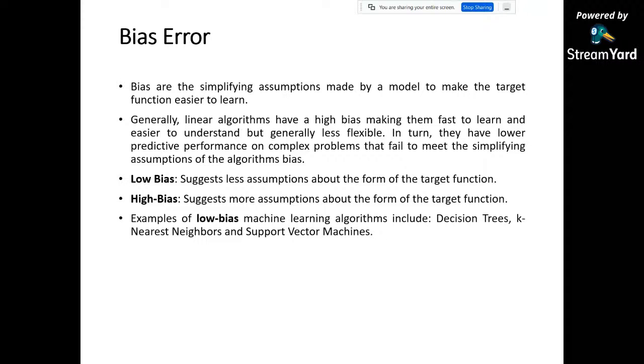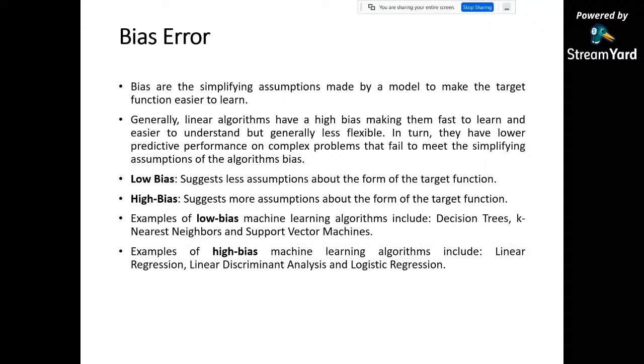Examples of low bias machine learning algorithms include decision trees, nearest neighbors, and support vector machines. Logically, our model should be low in bias, otherwise it will produce wrong results. Examples of high bias machine learning algorithms include linear regression, linear discriminant analysis, and logistic regression. Keep these algorithms in mind, because sometimes the interviewer asks for examples of high bias algorithms and low bias algorithms. These are the low biased algorithms, and these are the high biased algorithms. Simple algorithms are normally high biased.